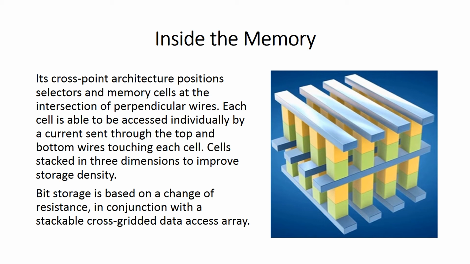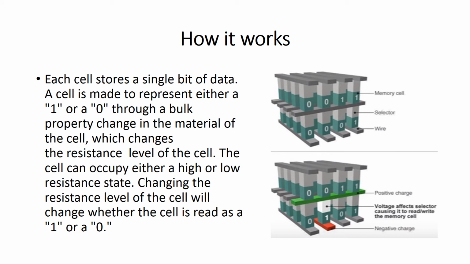Here the bit storage is based on a change of the resistance level, in conjunction with a stackable cross-gridded data access array. How does this 3D crosspoint memory technology work? It works on changing the voltage of the metal lines. The selector and the memory cell sit in between the word line and the bit line.